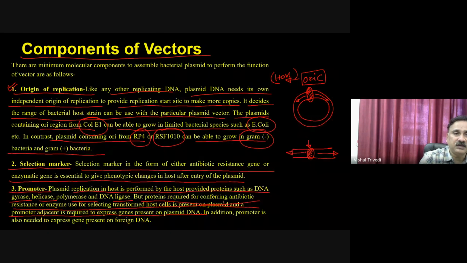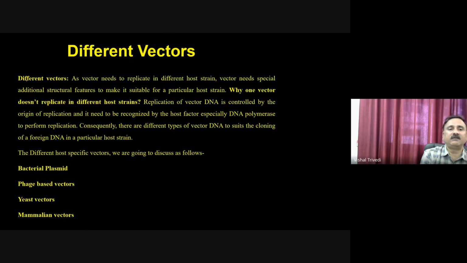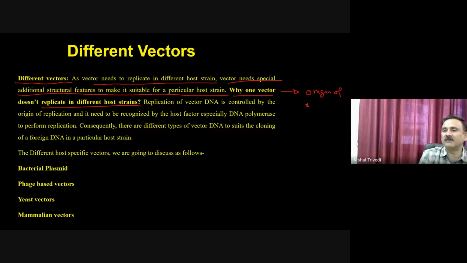Now, keeping this into account, you can have different types of vectors, right? Remember, in a two component system, you actually require the vector as well as the host, compatible to each other. So as the vector needs to be replicated in different host strains, the vector needs a special additional structural feature to make it suitable for a particular host. So the question is, why does one vector not replicate in different host strains? Because it does not have the origin of replication. So it requires an origin of replication compatible with the host, right?